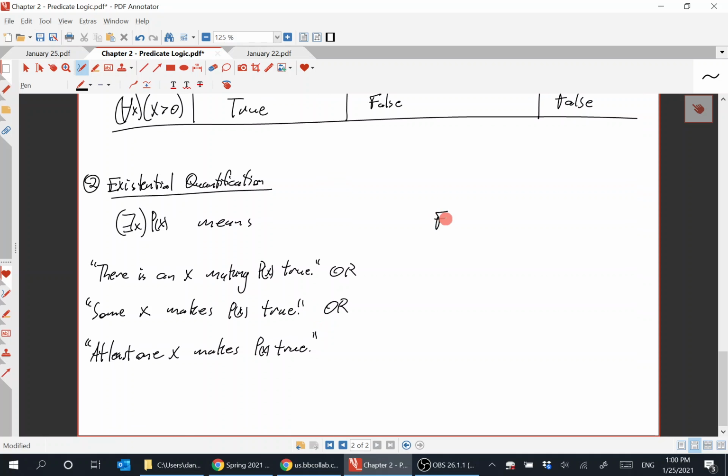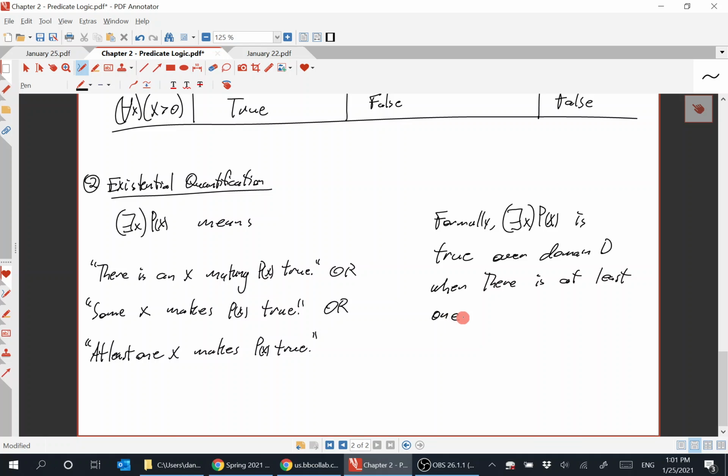Formally, there exists x, P(x) is true over domain D when there is at least one x in the domain for which P(x) is true.